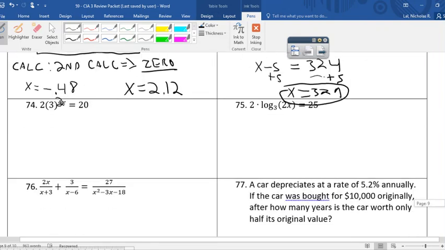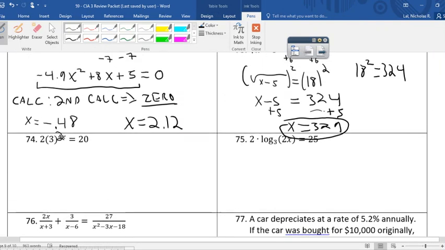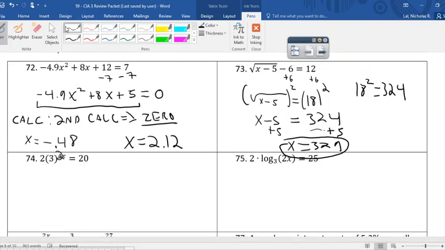All right. So now we have 74. With 74, 2 times 3 to the 4x equals 20. Our goal is to isolate x, so our first step is to divide by 2. The 2's will cancel out. So 3 to the 4x is equal to 20 divided by 2, which is equal to 10.